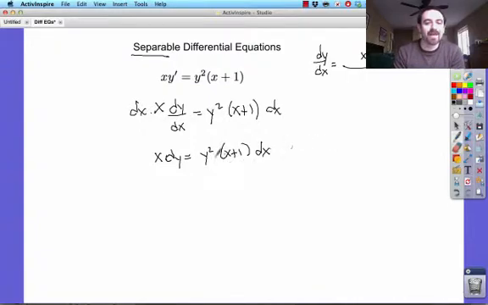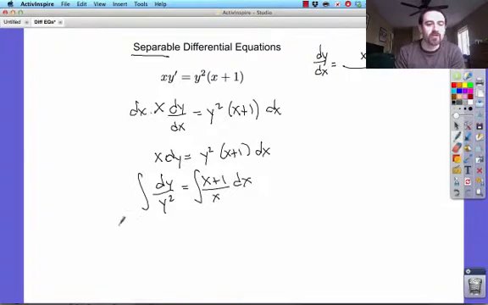So what I want to do here is get all the x's on this side with the dx, and get all the y's on this side with the dy. So I'm going to multiply and divide to get that done. I'm going to divide by x on the x side, and I'm going to move the y over here. So I'm going to get dy over y squared equals x plus 1 over x dx. Now look at this. Now I have 1 over y squared dy and x plus 1 over x dx. I can simply integrate these now.